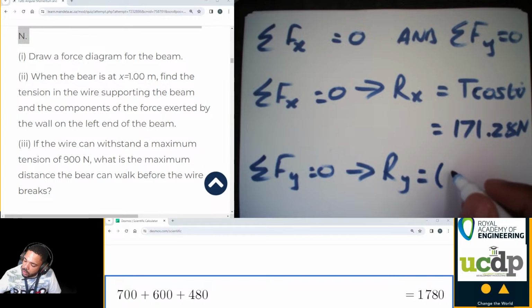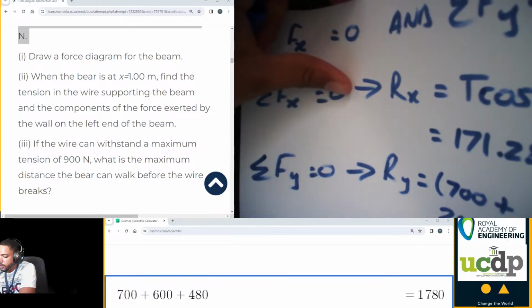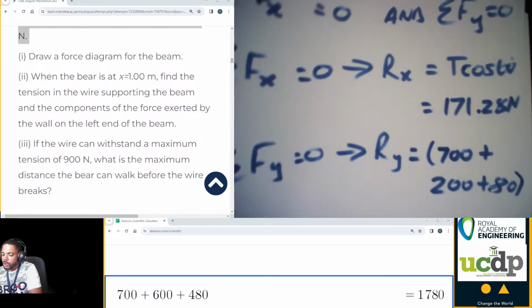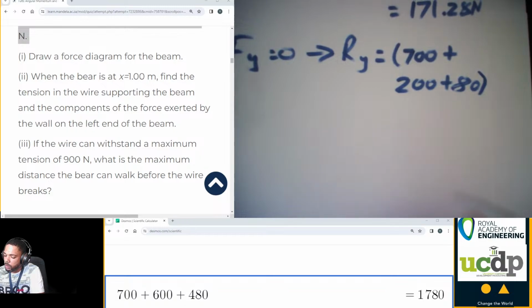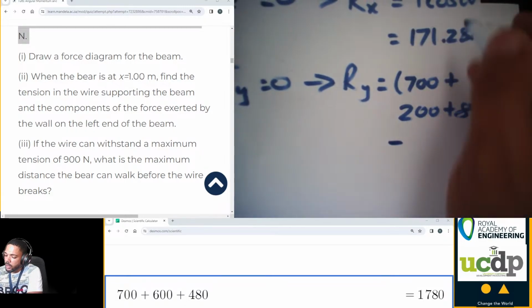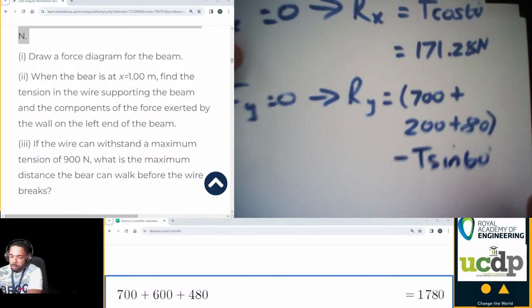So all the forces going down are the 700 Newton of the bear plus the 200 Newton of the beam plus the 80 Newtons of the basket. That is all the forces going down. Then we subtract the force going up. In this case, the force going up is equal to T sine theta, so it's T sine 60. That's the force going upwards.